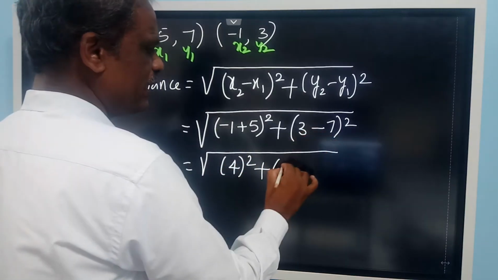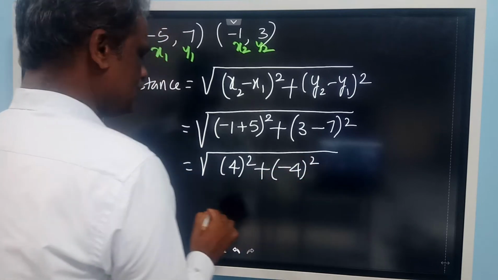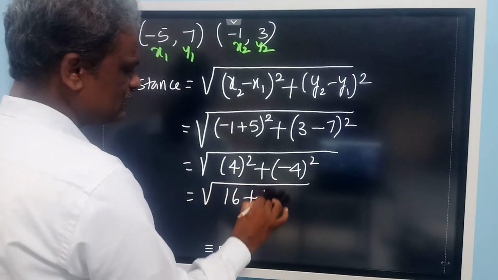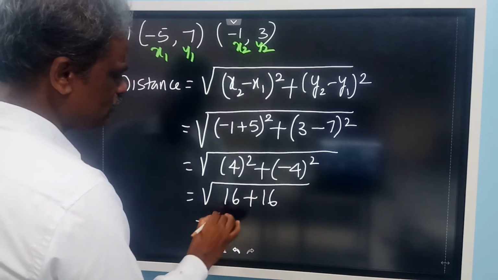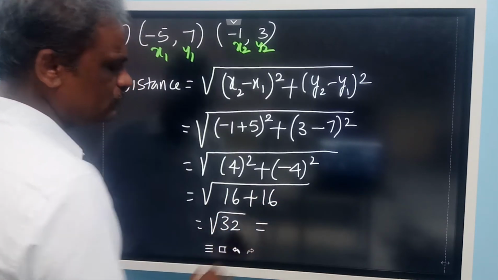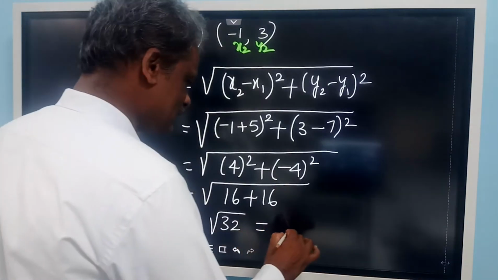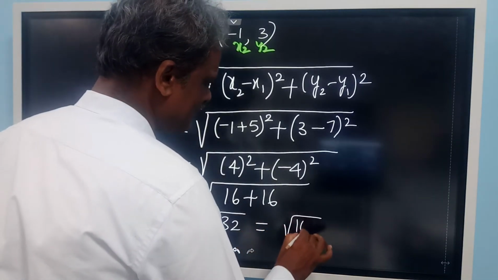This is minus 4 whole square. So what happens? Both will be positive only now. For the 16, this is also 16 only. So root 32. You can write this in a standard form, so that is, you can write this as 16 into 2.